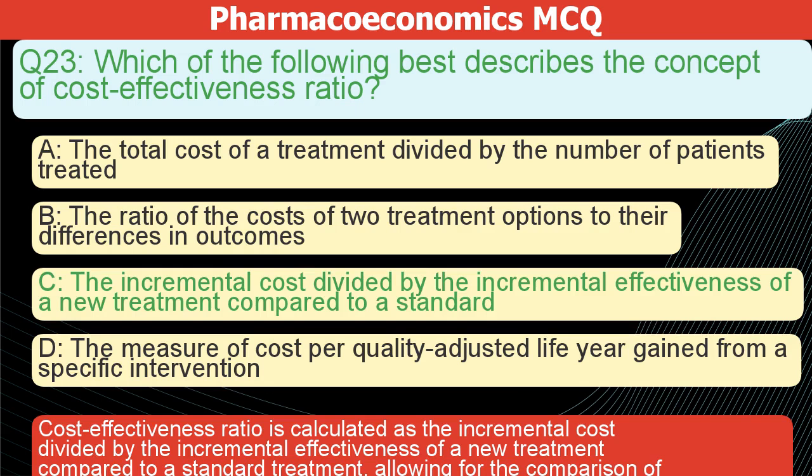The correct answer is C. Cost-effectiveness ratio is calculated as the incremental cost divided by the incremental effectiveness of a new treatment compared to a standard treatment. This allows for comparison of cost-effectiveness between different interventions.